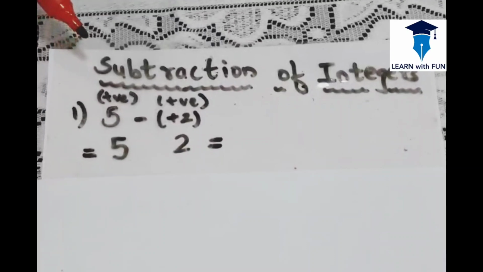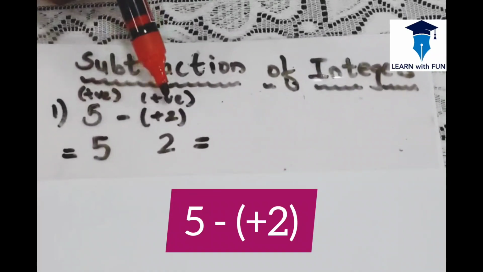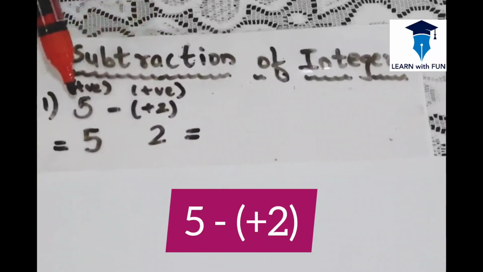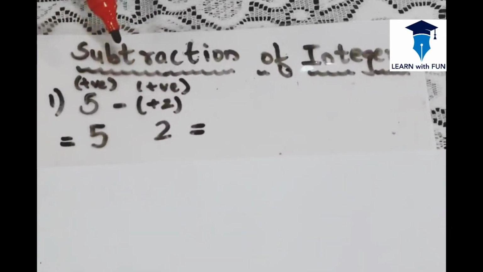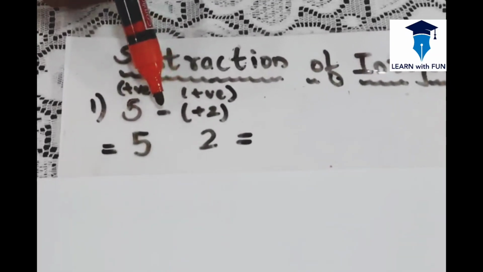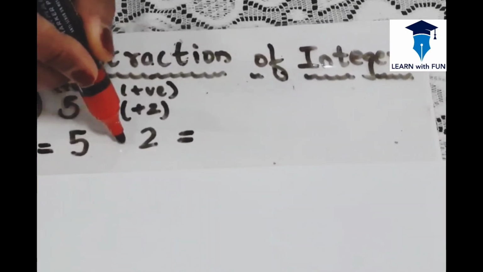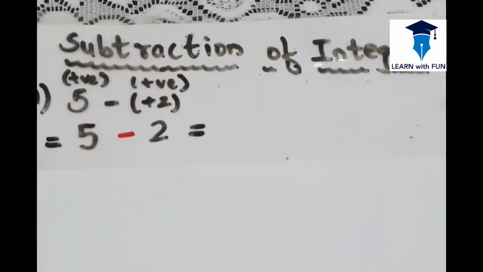Let's see the first case, 5 minus plus 2. So this time we are taking two positive numbers and we are subtracting it. So 5 we have written, and let's see the sign, minus and plus. When you have opposite signs, you are going to put a subtraction sign. So simply now it has become 5 minus 2.